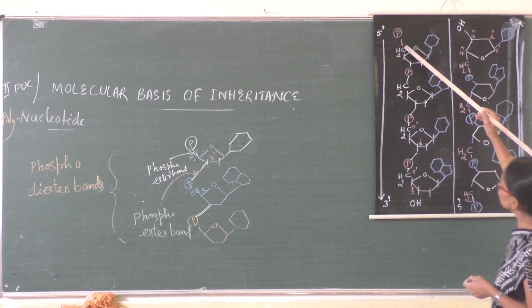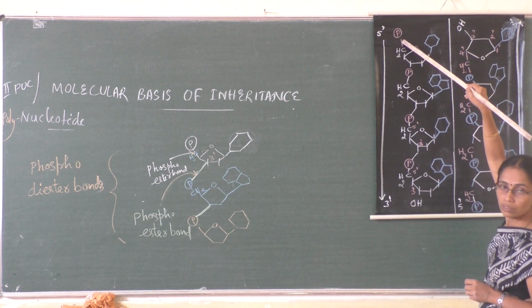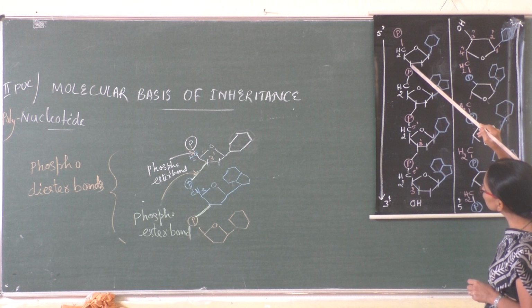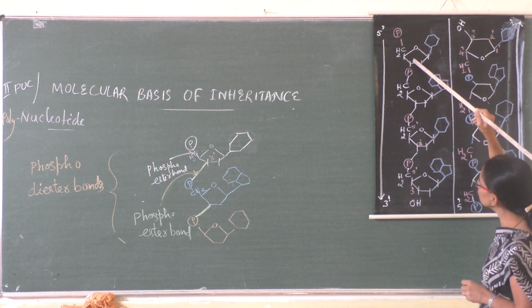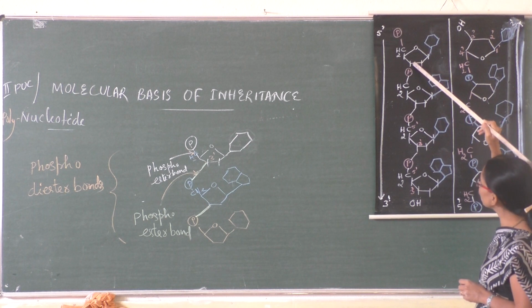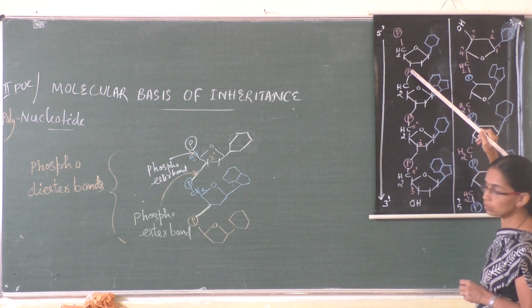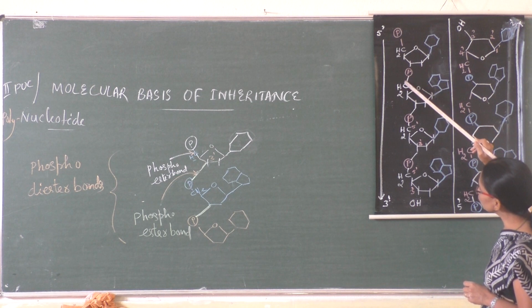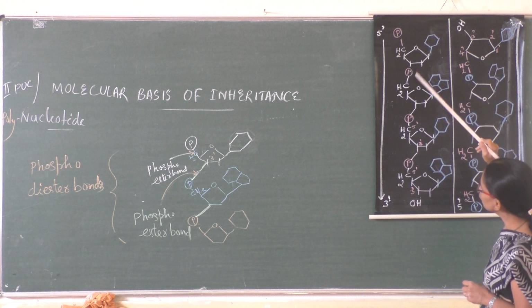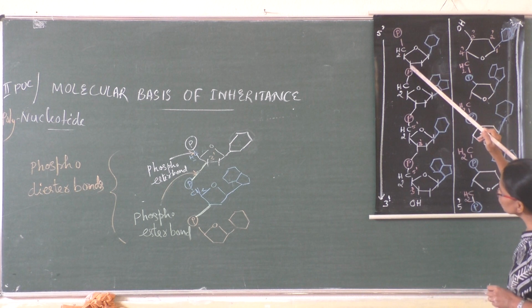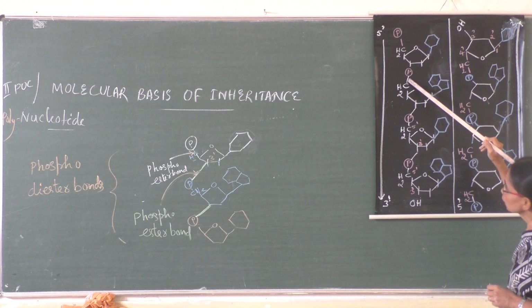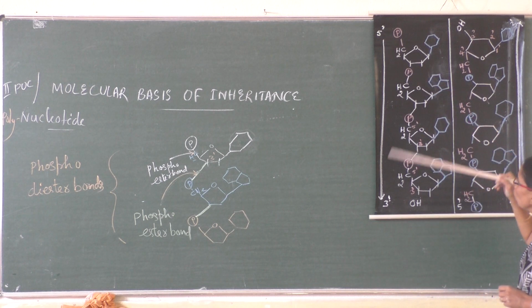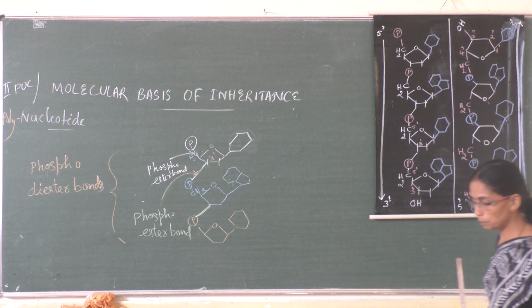How are they connected? Here is a phosphoester bond. At the same time, here is also a phosphoester bond. What is this prime carbon? 3rd prime, to which the phosphate is bound. Again, 5th prime, to which that phosphate is bound. Phosphoester bond here. Again like this. Here also a phosphoester bond. Here also a phosphoester bond. Phosphodiester bonds. Observe this.